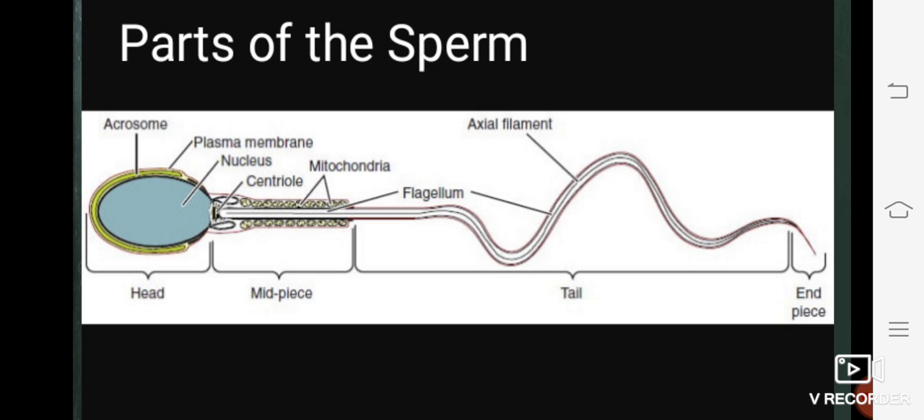This is the part of the sperm. The head consists of the acrosome, plasma membrane, and nucleus. The midpiece consists of the centriole, mitochondria, and flagellum. And the end piece consists of the end piece filament and tail.